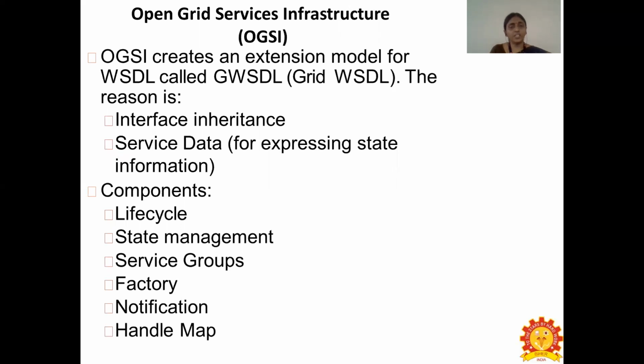So now we will see the Open Grid Services Infrastructure where we create an extension model for WSDL called GWSDL, that is Grid WSDL. The reason here is it has the interface concept, that is inheritance, and the service data for expressing the state information. And there are various components here which involve life cycle, state management, service groups, factory, notification, and handle map, which is on web services layer.